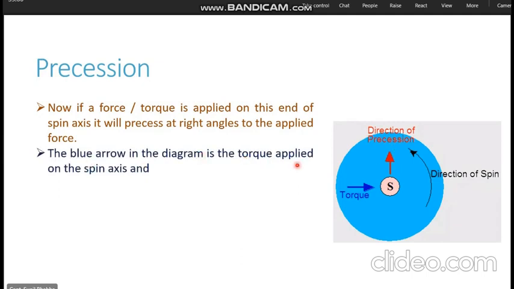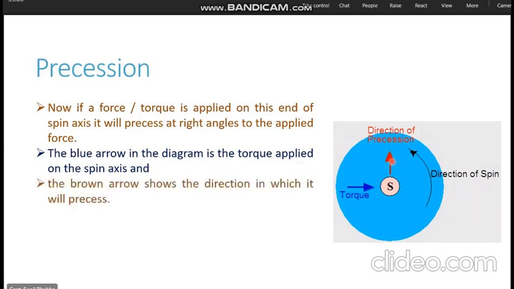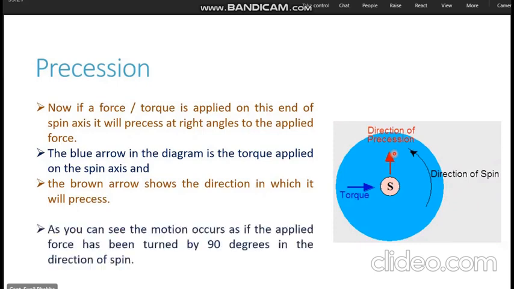So the blue arrow in the diagram is the torque applied to the south end of the spin axis, and the red color arrow or the brown arrow shows the direction in which it will precess. So the south end of the spin axis is going to precess upwards. As you can see, the motion occurs as if the applied force has been turned by 90 degrees in the direction of the spin. So I hope this diagram has given you more clarity now into what precession is.